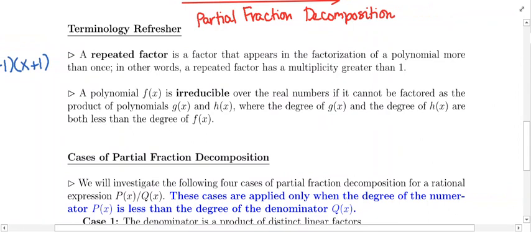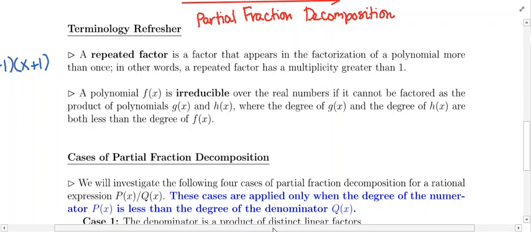Okay, so if I use this phrase repeated factor, it's just a factor that appears in the factorization more than one time. Okay, another term you're going to need to know is irreducible. A polynomial f of x is irreducible over the real numbers if it cannot be factored as the product of polynomials g of x and h of x, where the degree of g of x and the degree of h of x are both less than the degree of f of x. Okay, so basically, a simpler way to think of the word irreducible is you can't break it down further. It's something that cannot be factored again.